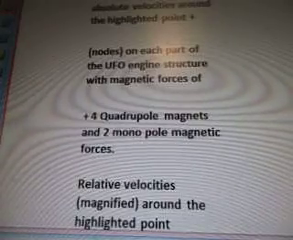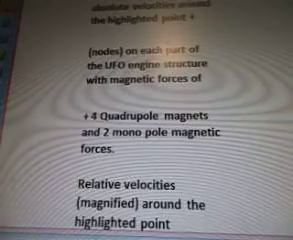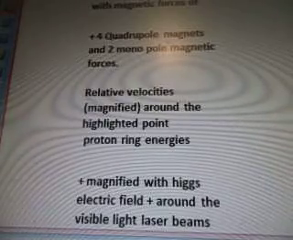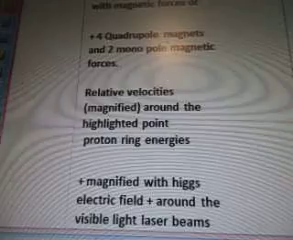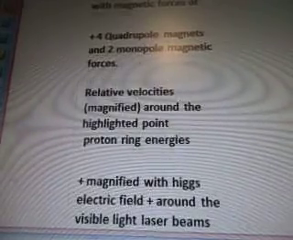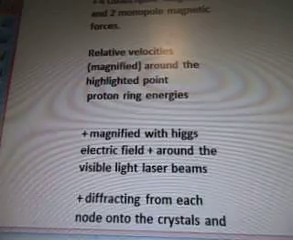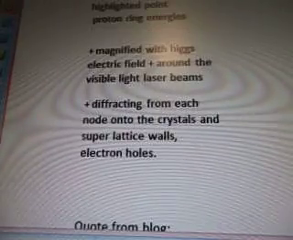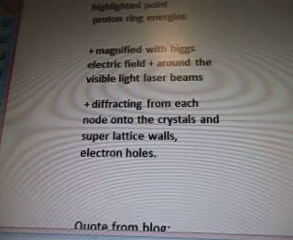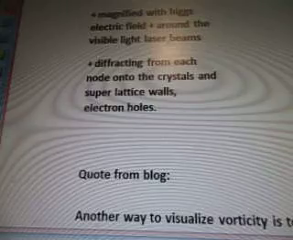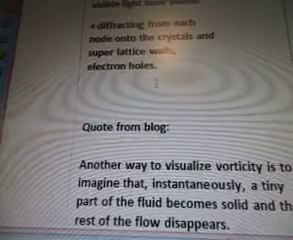Nodes on each part of the UFO engine structure with magnetic forces of 4 quadrupole magnets and 2 monopole magnets forces. Relative velocities will be magnified around the highlighted point, proton ring energies, then magnified with Higgs electric field around the visible light laser beams, diffracting from each node into the crystals and superlattice walls, electron holes, and we're almost done.